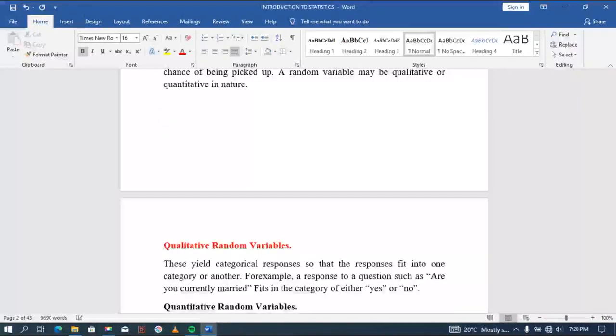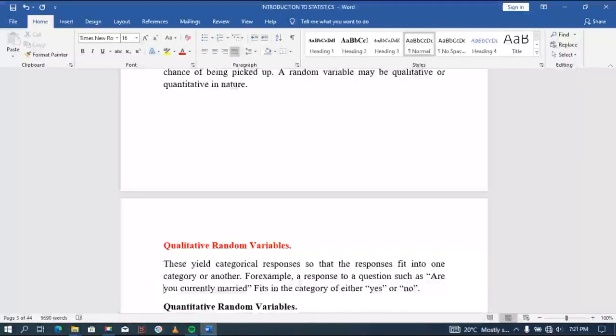So these yield categorical responses, so that the responses fit into one category or another. So they cannot be expressed in quantitative measures. For example, a response to a question such as, are you currently married? So it's either yes or no. We cannot quantify that. So this fits in the category of either a yes or no.